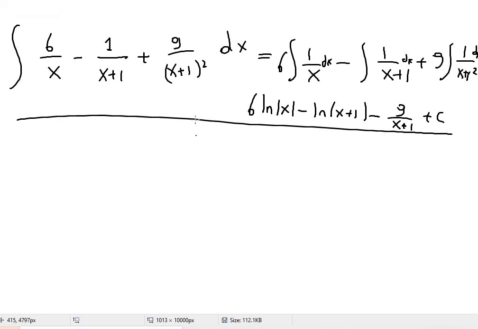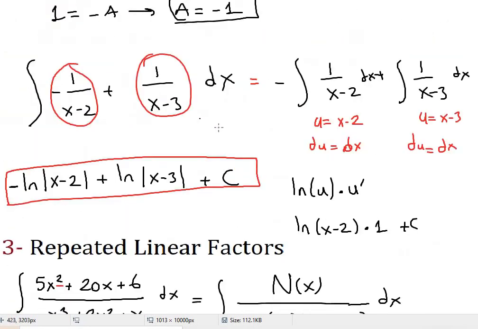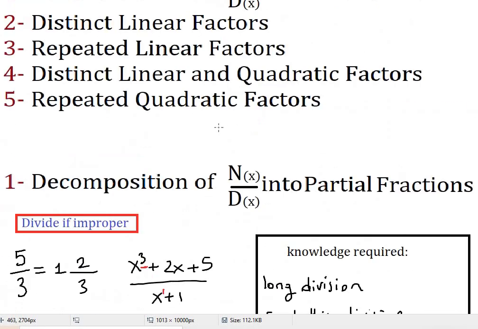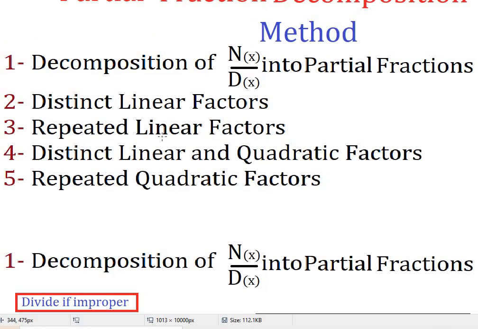Let's finish this video here, and in part 2 of the partial fraction decomposition series we can continue with distinct linear and quadratic factors, mixed, and repeated quadratic factors. So see you at part 2.